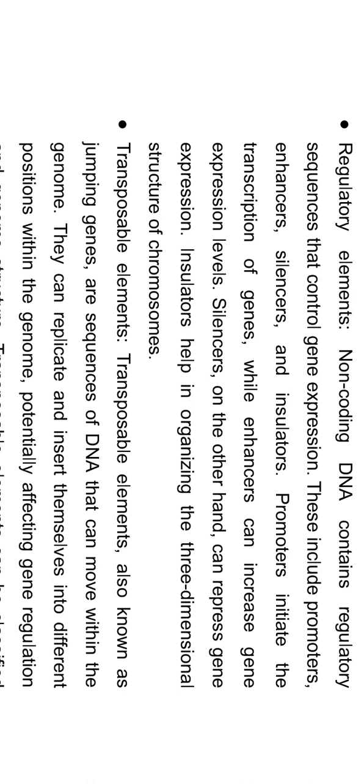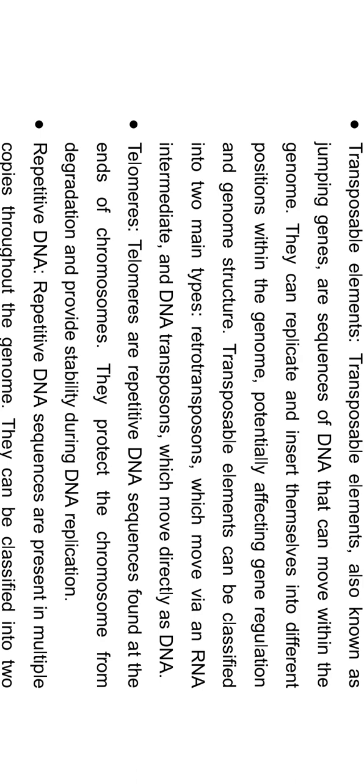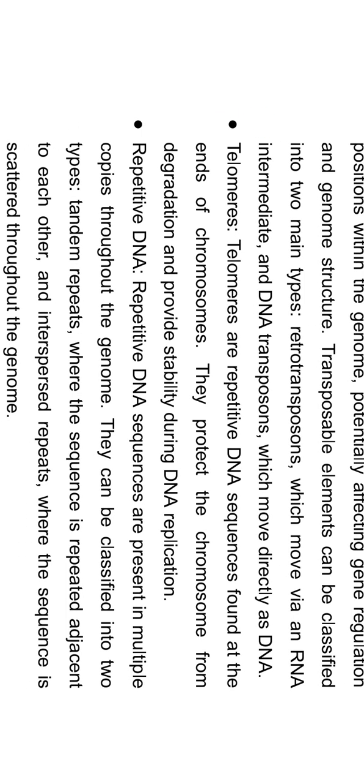And transposable elements. Transposable elements, also known as jumping genes, are sequences of DNA that can move within a genome. They can replicate and insert themselves into different positions within the genome, potentially affecting gene regulation and genome structure. Transposable elements can be classified into two main types: retrotransposons, which move via an RNA intermediate, and DNA transposons, which move directly as DNA. Telomeres are repetitive DNA sequences found at the ends of chromosomes. They protect the chromosome from degradation and provide stability during DNA replication.